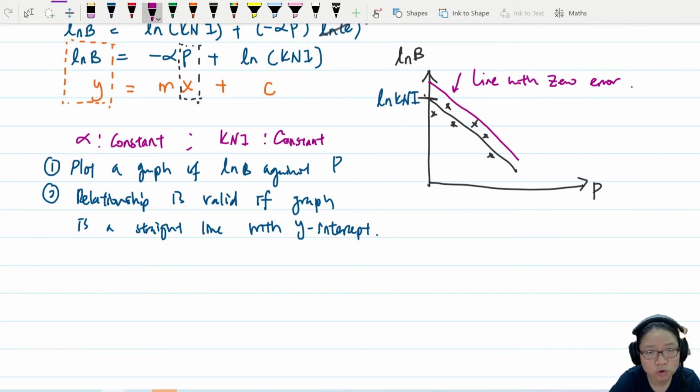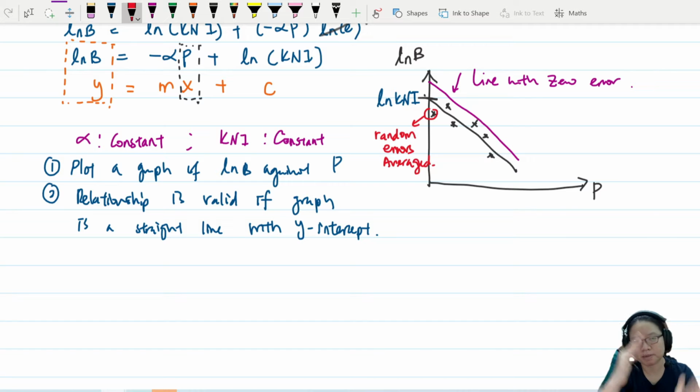I'm just going to also write that down for you. Hopefully you're writing together with me as well. Zero error. Random errors. Average using the best fit line.